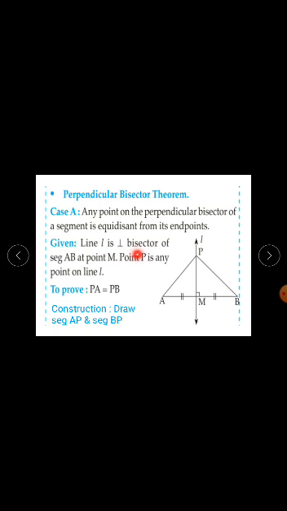Line L is the perpendicular bisector of segment AB at point M. Point P is any point on line L. To prove: PA is equal to PB. Now the construction: draw segment AP and segment BP.